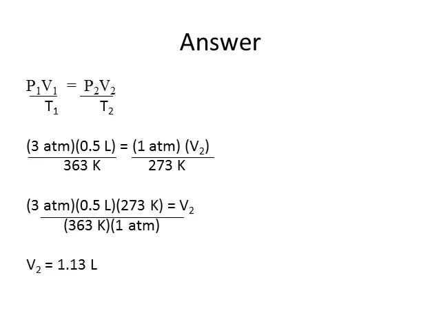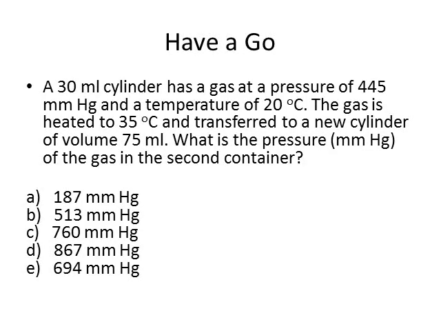You can see from this slide, the answer should have come out as V2 is equal to 1.13 litres. And just as a final example for you to try, a 30 ml cylinder has a gas at a pressure of 445 millimeters of mercury and a temperature of 20 degrees C. The gas is heated to 35 degrees C and transferred to a new cylinder of volume 75 ml. What is the pressure in millimeters of mercury of the gas in the second container?